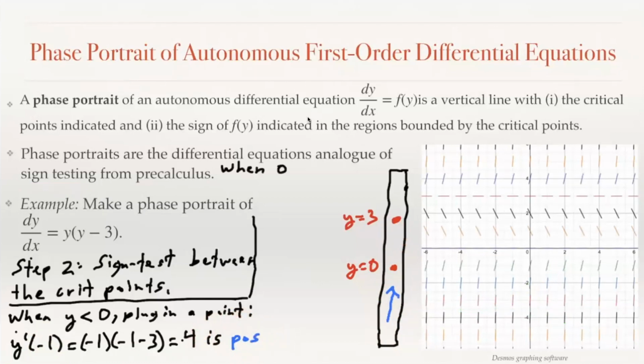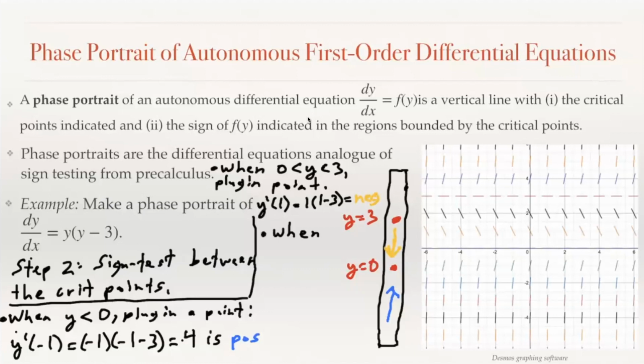Okay, so when y is between 0 and 3, that's our next domain. We plug in any point in that interval. We can choose any point there. Let's choose, say, 1. We have 1 times 1 minus 3 is negative. So we have a negative slope there.